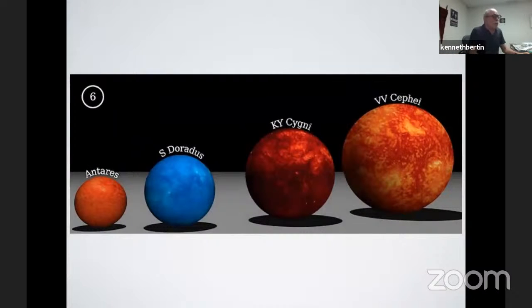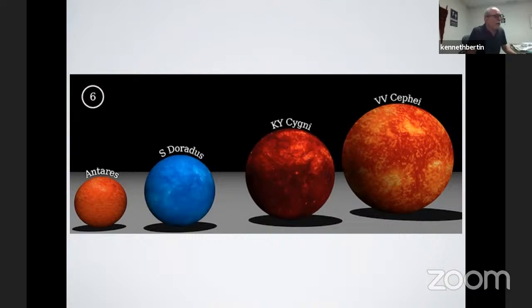Got Antares now, and we've shrunk it down again, haven't we? And now we have Enceladus, a star that actually inhabits the Small Magellanic Cloud. It is a blue hypergiant, and it's likely to go pretty quickly because they don't live that long. They burn up their fuel very, very fast. And then you have KY Cygni, which is even another hypergiant, and then VV Cephei is a huge.